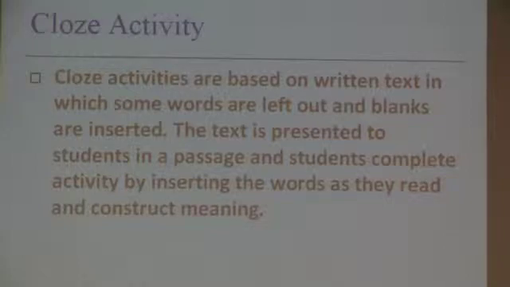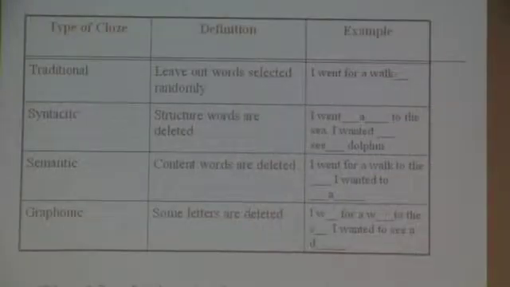It's basically based on written text. So if you know you're going to be giving them text, you leave out information. Here's an example. There are several ways you could use a Cloze method, okay? A traditional way, you leave out selected words randomly. So it's like a random pattern.